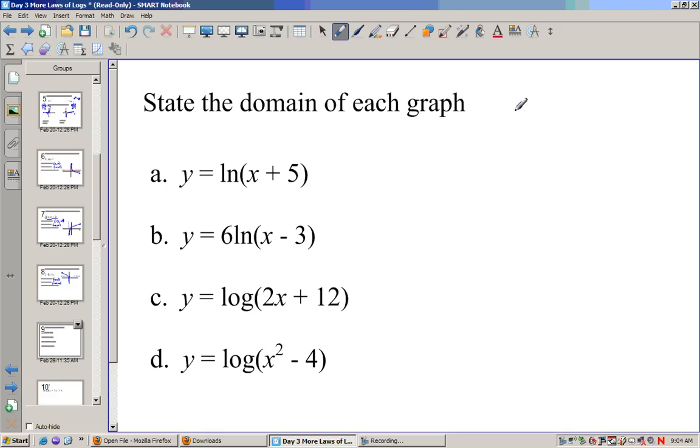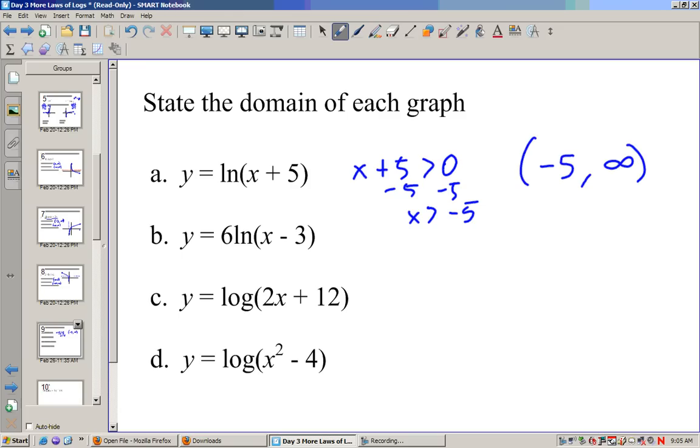So what I can do with this one is just like solving for 0. x plus 5 is greater than 0, so if I subtract 5 on both sides, x will be greater than -5. So my domain on this would be from -5 to infinity. If I try this one, x minus 3 is greater than 0, add 3 to both sides, goes from 3 to infinity.